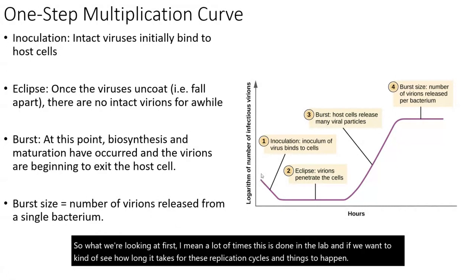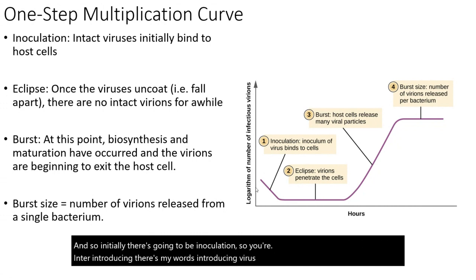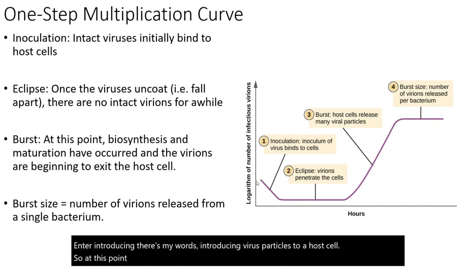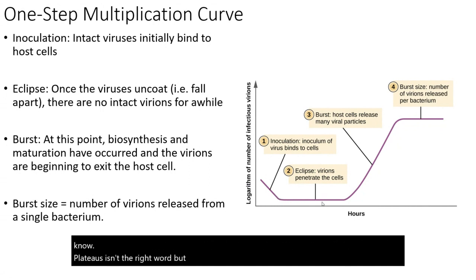Initially, there's going to be inoculation. So you're introducing virus particles to a host cell. At this point, right off the bat, we might have hundreds of virus particles that are intact, ready to find a host. Well, notice that this number decreases and eventually levels out.